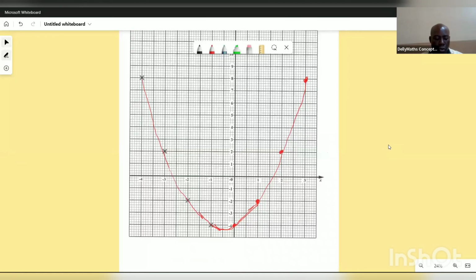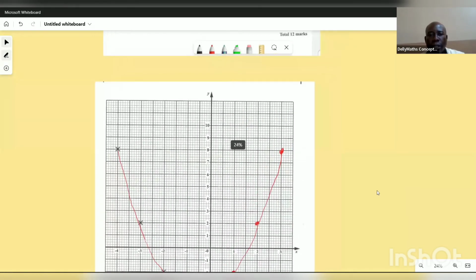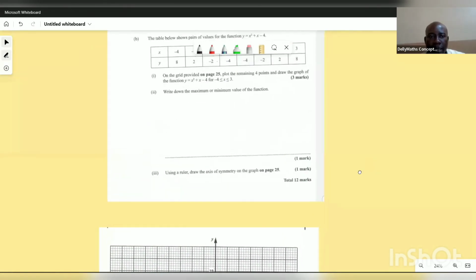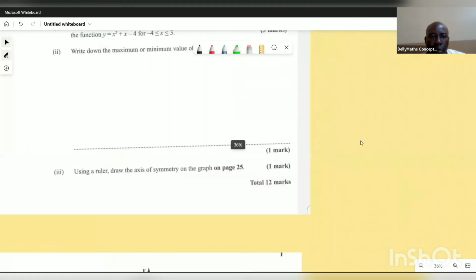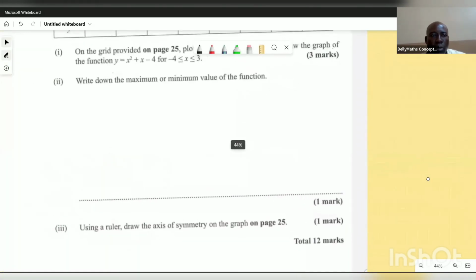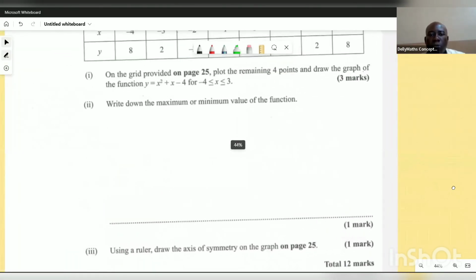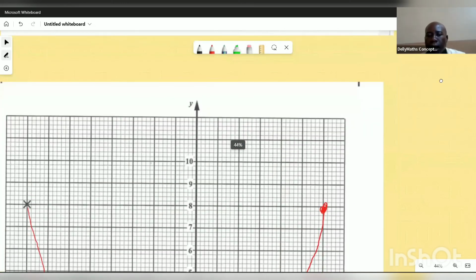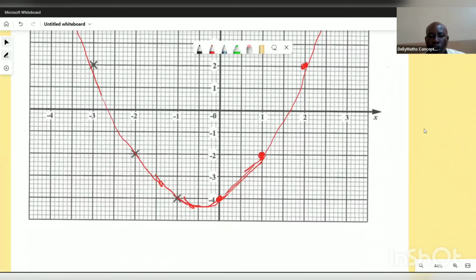All right, so from that curve, let's see the questions that they want. So I would have drawn the curve and we're good. There's a question above here that says, write down, let me blow this up, write down the maximum or minimum value of the function. The maximum or the minimum. So this curve has a minimum.